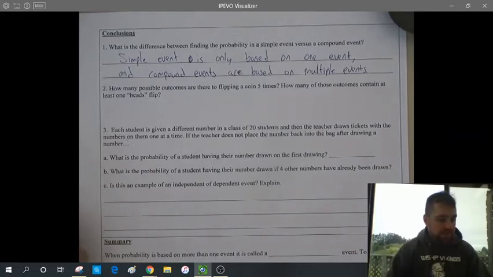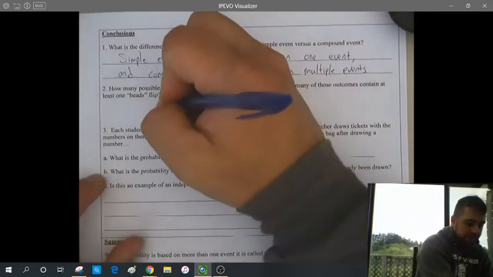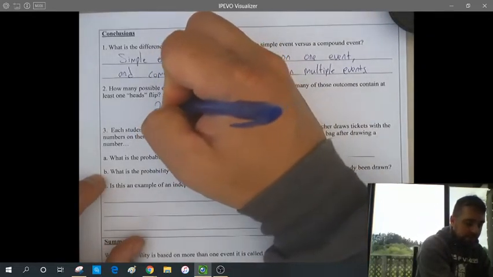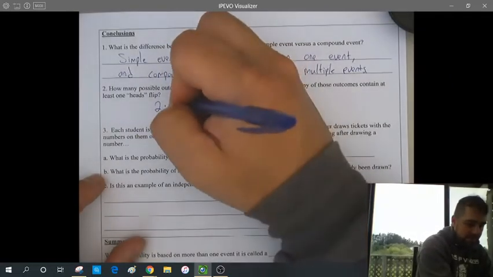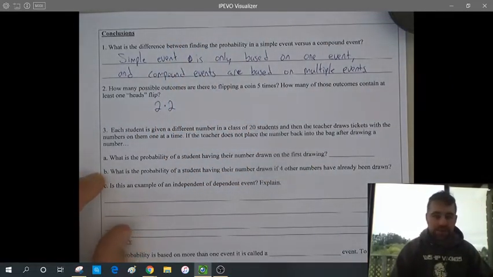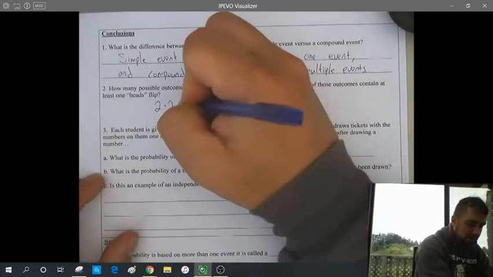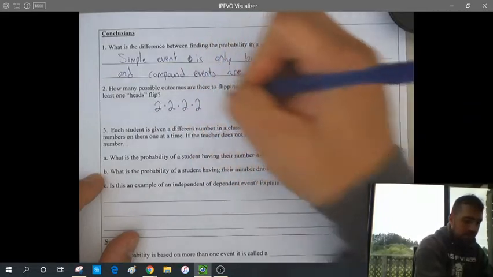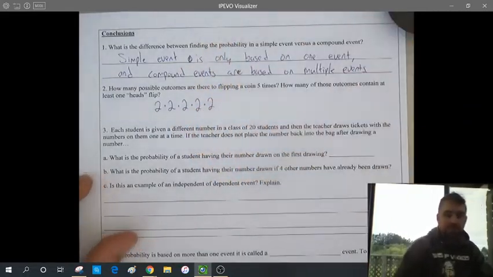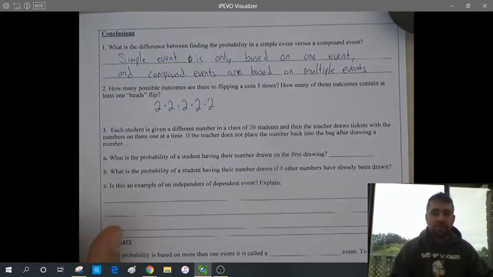How many possible outcomes are there flipping a coin 5 times? And then how many of those outcomes are at least one heads flipped, or contain at least one heads flip? So if I flip the coin once, there's 2 possible outcomes. If I flip it again, on the second flip, there's another 2 possible outcomes, so I'd be up to a total of 4 now, right? Because I'm multiplying these together. There's 3, 4, and 5. So each flip, there are 2 possible outcomes.